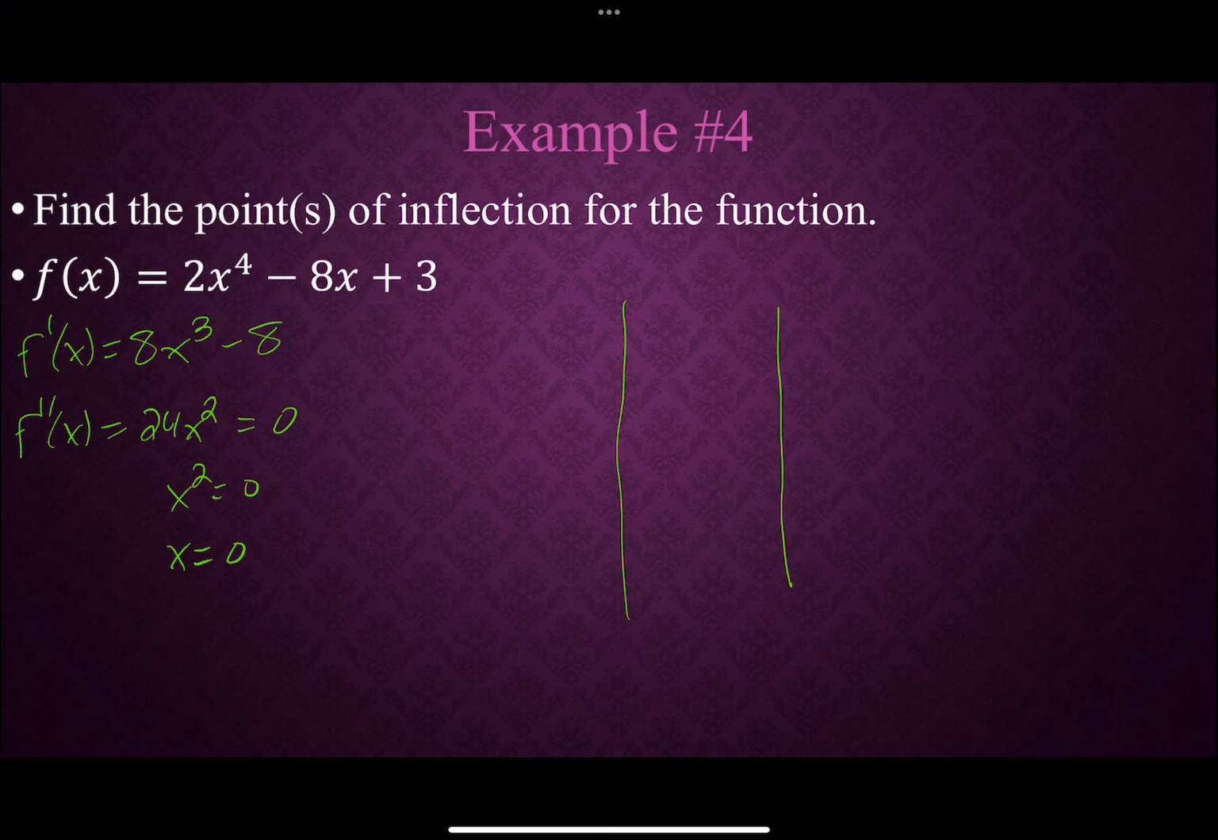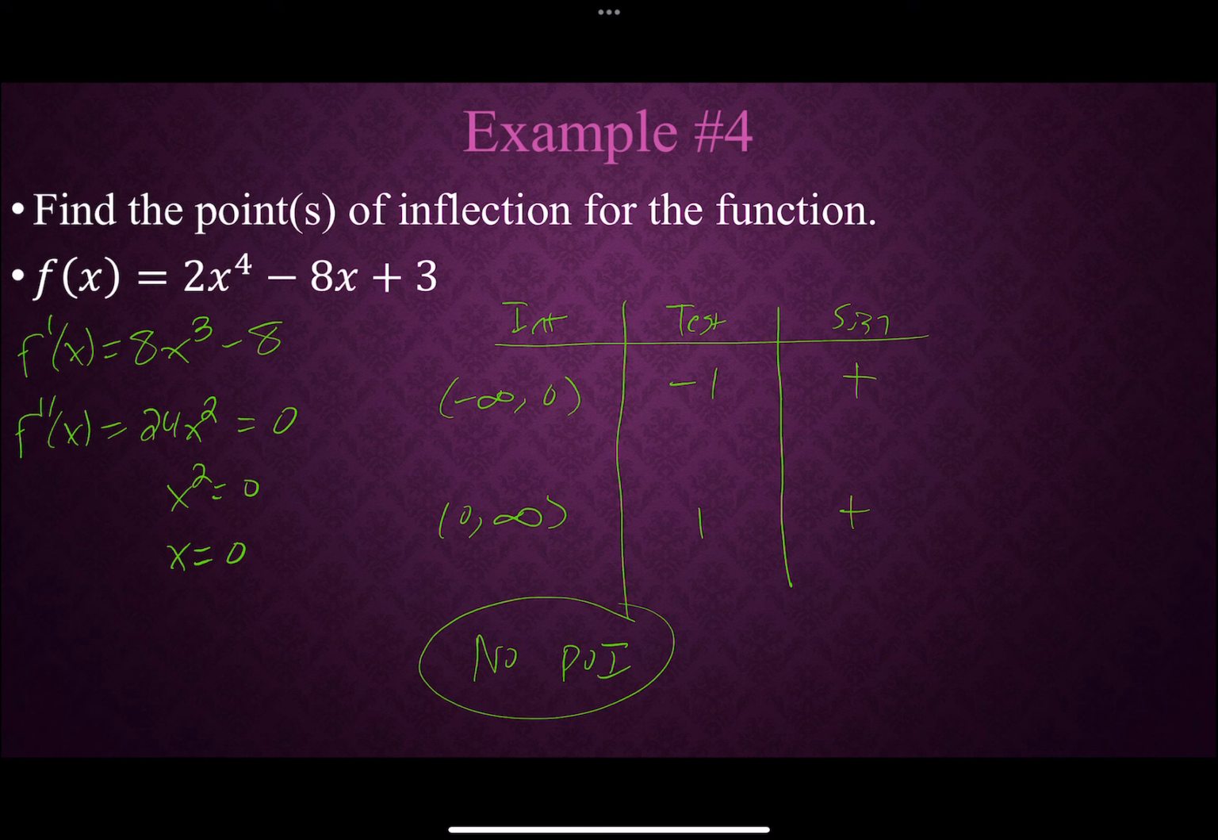So we set up our table. We have our interval, we have our test value, and we have our sign. So we would go from -infinity to 0, and then 0 to infinity. So I'll test -1 and +1. And in both cases, because it's x squared, both times we get positives, so this is not a true point of inflection. There is no point of inflection for this problem. So again, because it's not changing, it's concave up the entire time, this is not going to be a true point of inflection.